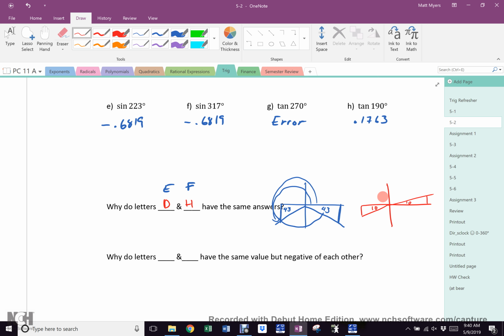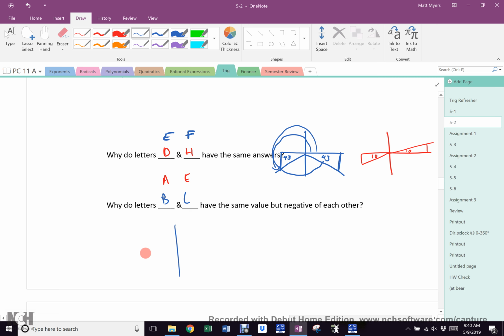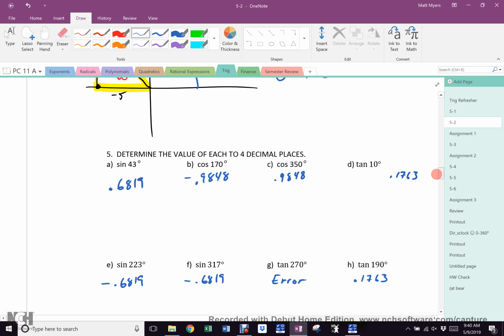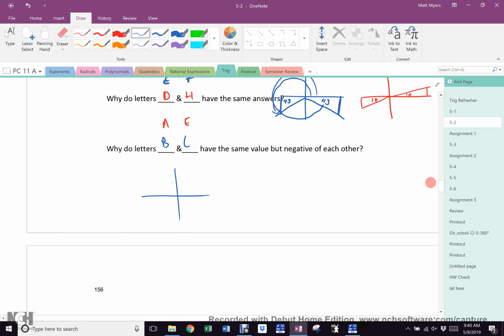Everybody cool? So in the next one, what two have the same value but are negatives of each other? One's B and C, and the other one was A and E and F. So we'll just go A and E. So B and C, same thing. It's cos 170 and cos 350. Well, 170 is right there, yes? And 350 is right there, yes? But to do the trig, I need those triangles. So this is 10 and this is 10.